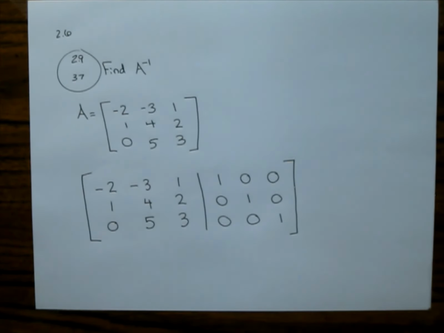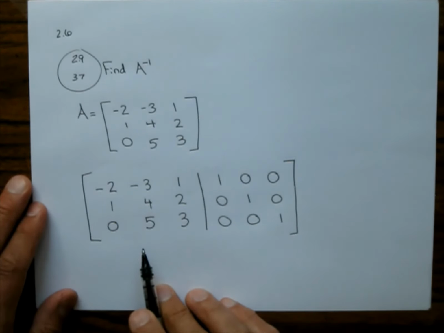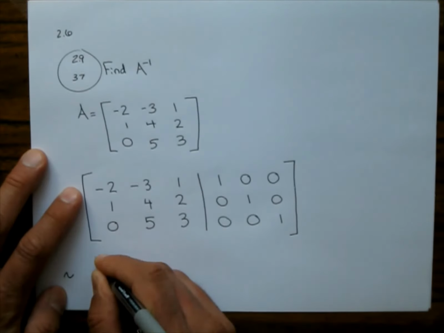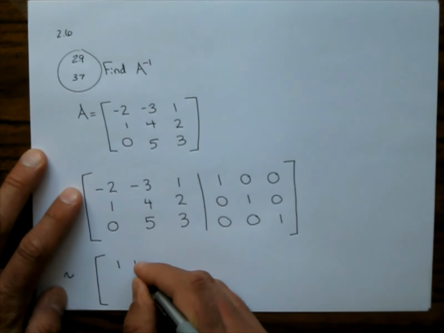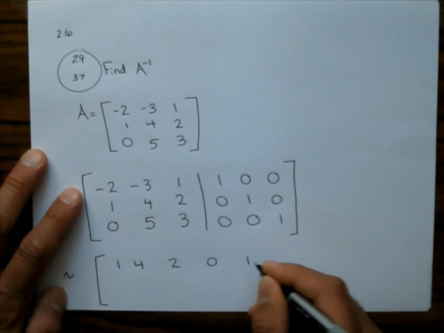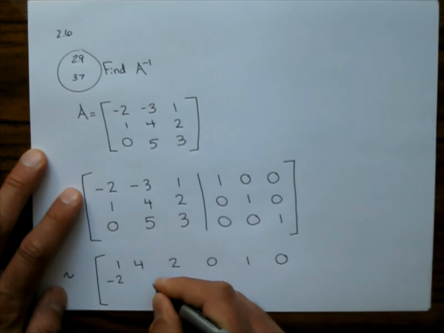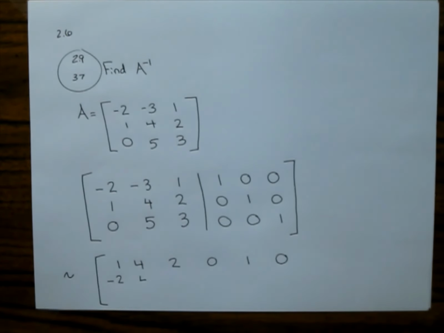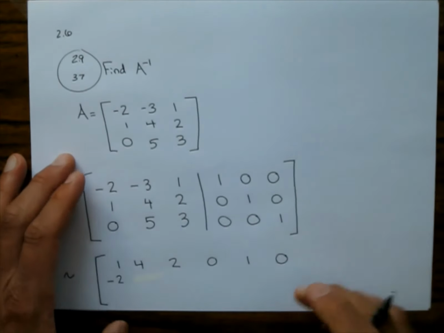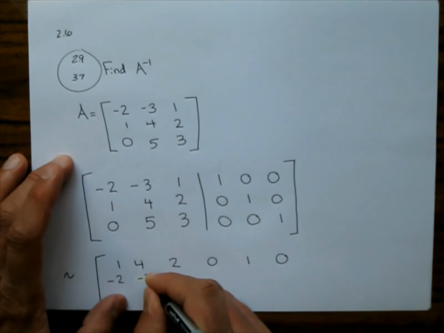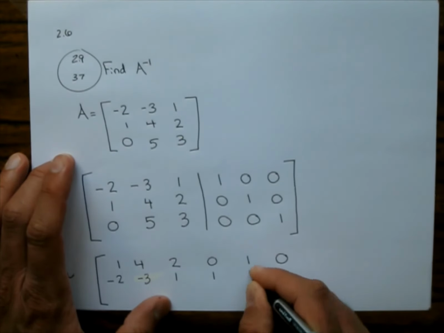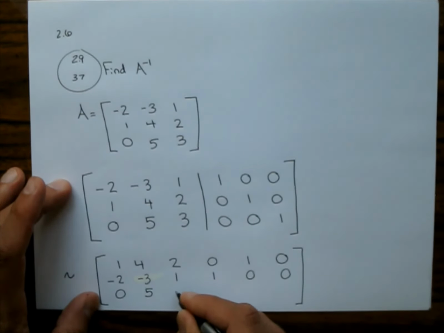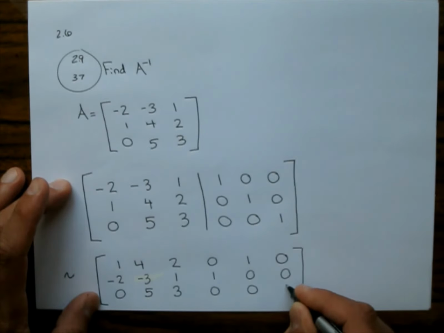So this is going to be quite a long process using row operations. I'm going to go ahead and switch row 1 and row 2. Okay, so here it goes. I've got this 3 by 6 matrix. 1, 4, 2, 0, 1, 0, and then -2, -3, 1, 1, 0, 0, and then the last one I'll keep like this: 0, 5, 3, 0, 0, 1.